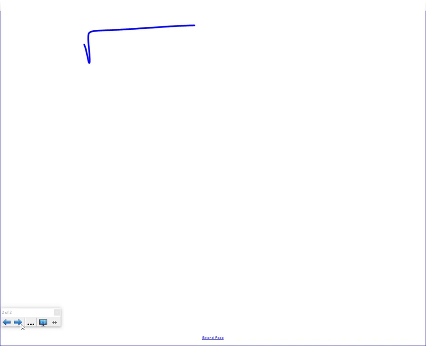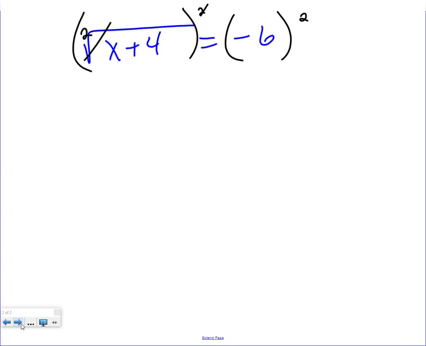The next problem is the square root of x plus 4 is equal to negative 6. Again, we have a problem with the square root. To undo a square root, we square it. Why are we squaring it? Because the powers have to match. What I did to one side, I must do to the other side, and notice that I square everything on that right side, so not just the 6, but the negative 6. So I now have x plus 4 free of a square root because they canceled each other out.